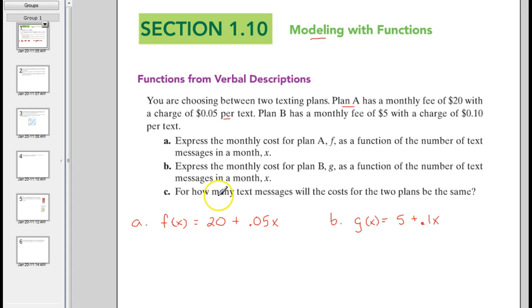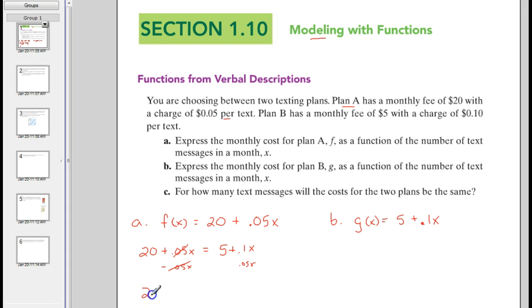Now, part C says, how many text messages will the cost of the two plans be the same? So that just means set these two equations equal to one another and solve. So now you're back in like an algebra 1 class, and you're solving just a linear equation. All right. So I'm going to move the 0.05x over here. I always move the little one over to join the big one.